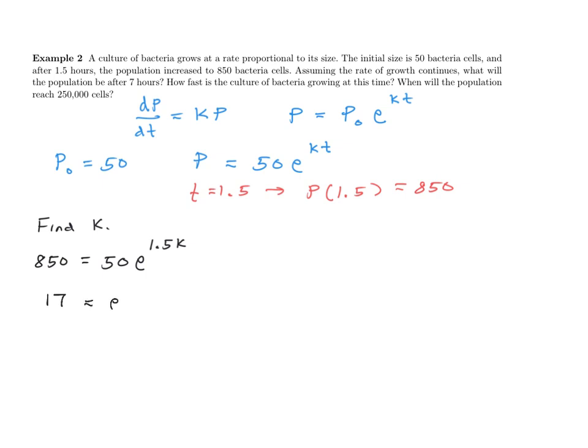And that's equal to e to the 1.5k. If you want to remove this from your exponent, you can take a log of both sides, and it makes sense to use the natural log. The reason for that is the natural log and e are inverses. They cancel to just give you 1.5k.